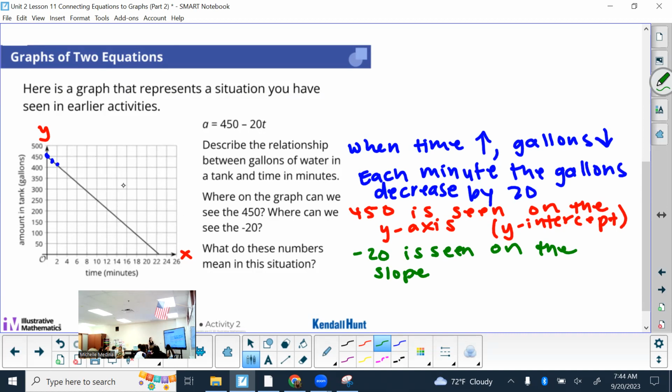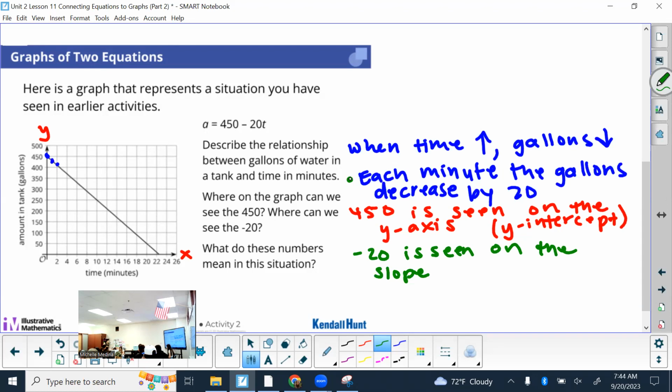And what do they mean in that situation? Well, you can refer back to this. For each minute, the gallons decrease by 20. Questions on that? All right, so good.